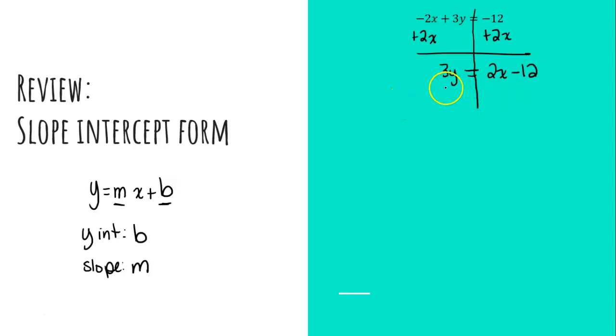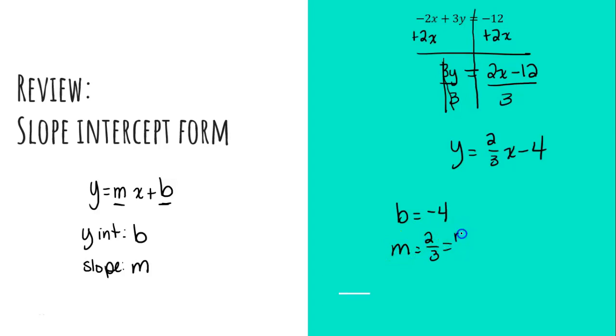Y is still not isolated. I need to get rid of the 3, so I'm going to divide both sides by 3. The 3's cancel. Hopefully they should cancel if I could draw a straighter line. And you get y equals 2/3 x minus 4. This allows me to identify the y-intercept, which is -4, which would be my starting point when I'm ready to graph, and my slope, which is 2/3, which will be my rise and my run to get to additional points to graph those lines.